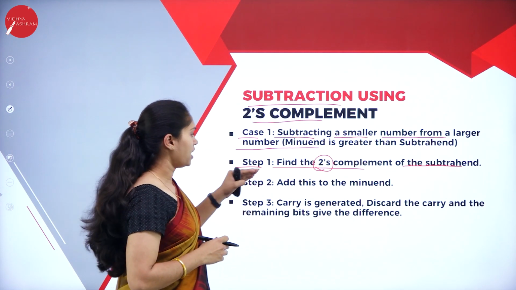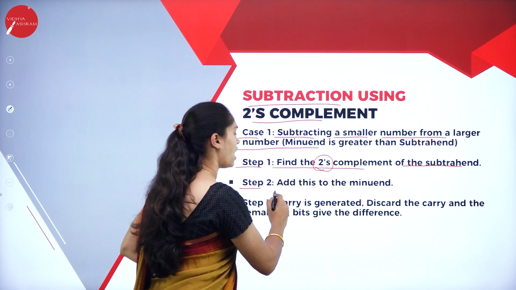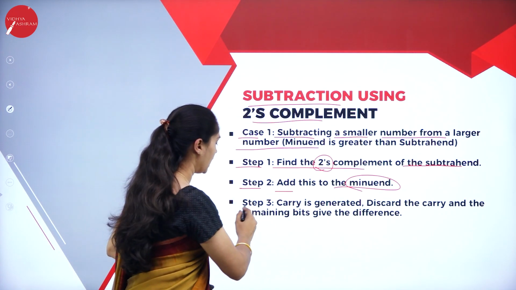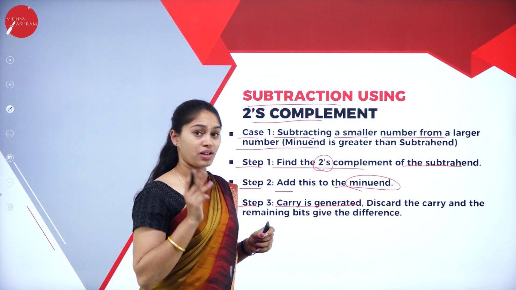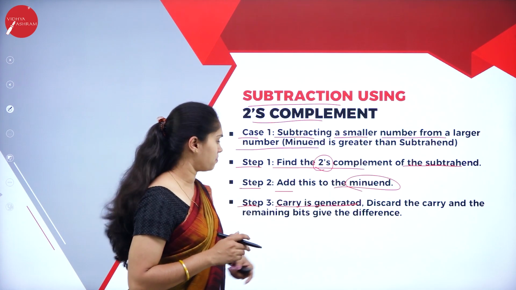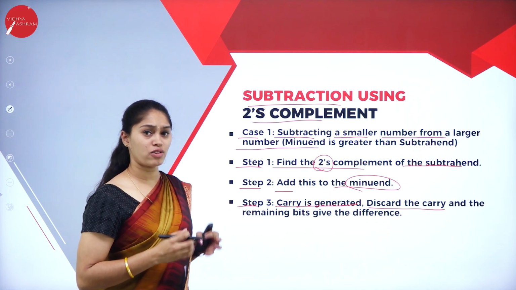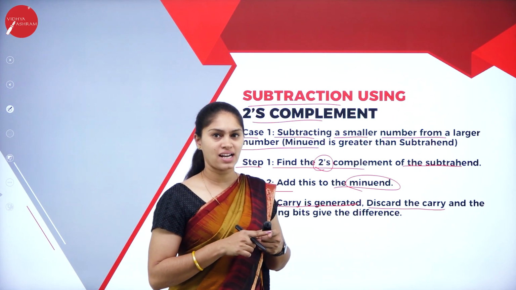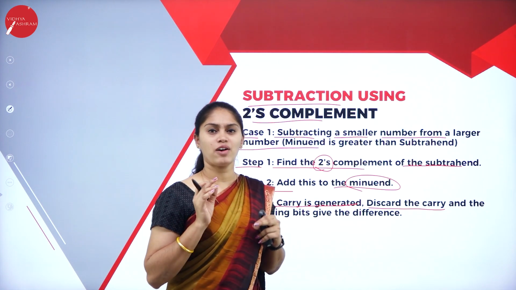So finding the twos complement of the subtrahend will be step 1. In step 2, add this to the minuend, same as the previous one. Okay. In step 3, a carry is generated. When are we going to get a carry? When the minuend is greater than the subtrahend. Okay. So we have to discard that carry. In the ones complement, we add that carry to the LSB. But in the twos complement, we have to discard it.